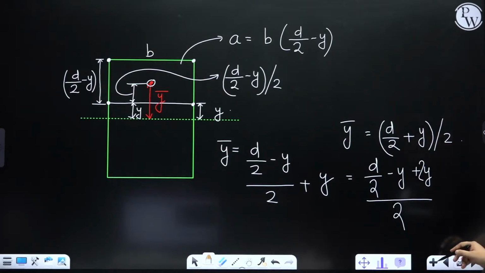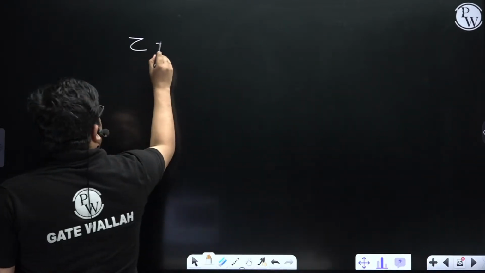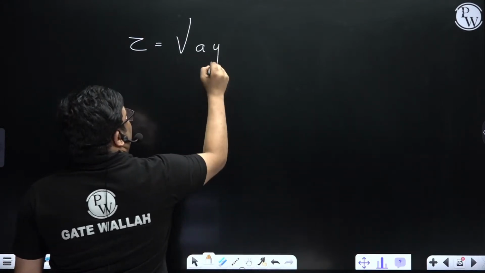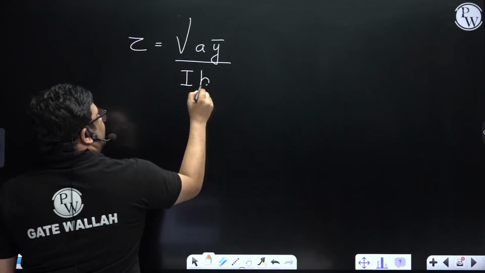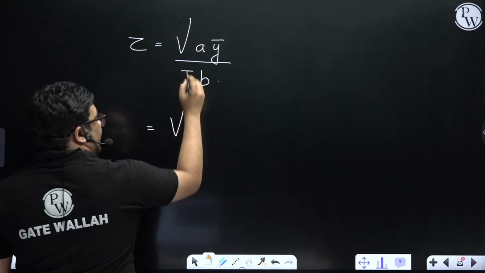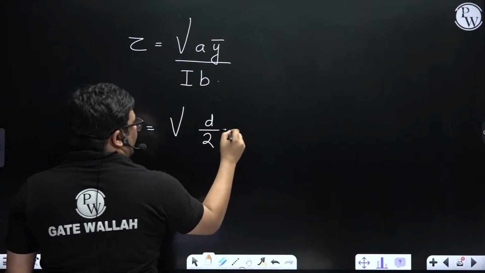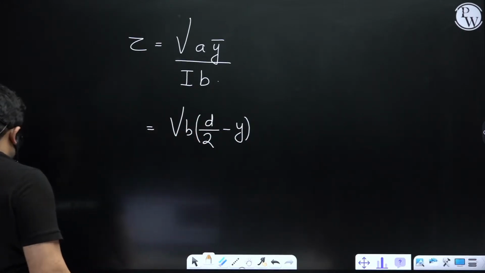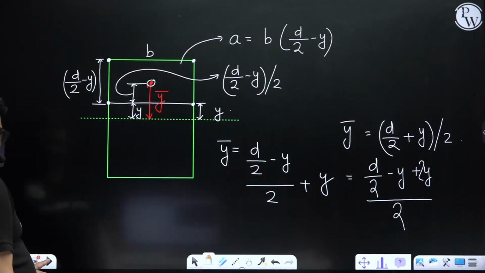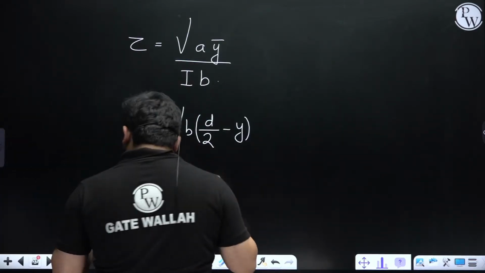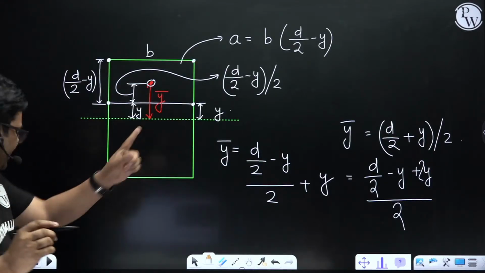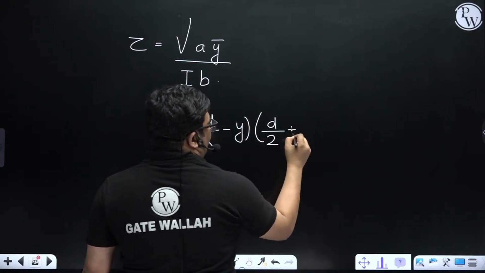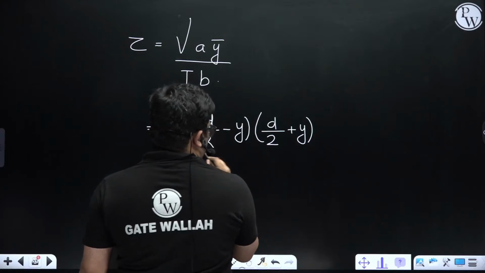Now if I am interested in finding the shear stress, what is shear stress? Shear stress is V A y bar divided by I B. V is V, A is d by 2 minus y into B, and y bar we got as d by 2 plus y divided by 2.